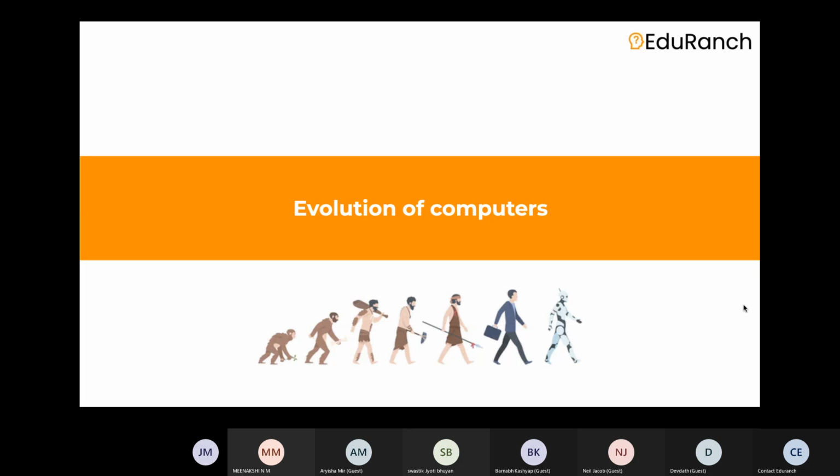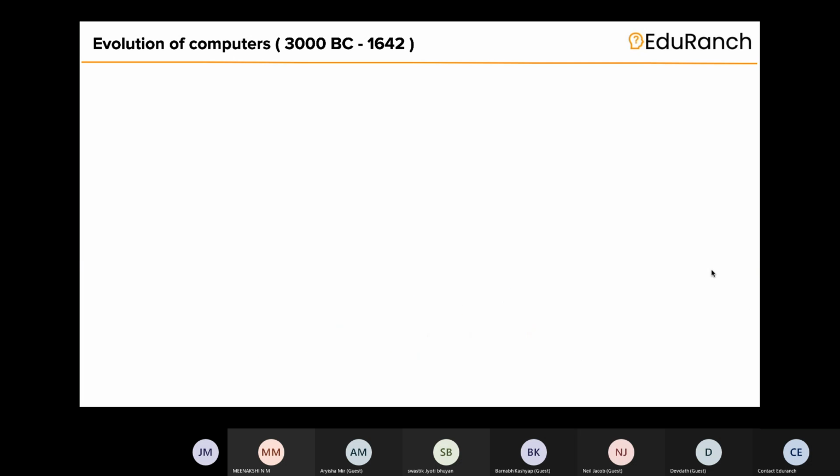It's important for us to understand how computers started in the first place. What is the foundation for today's computers? Let's see some of these things. The first computers, any guesses when they were invented? It was way back, sometime around 3000 BC, before Christ. Any guesses what it is? What is the first computer humans ever invented or used?